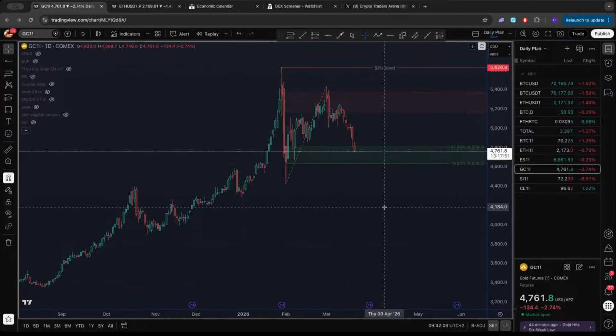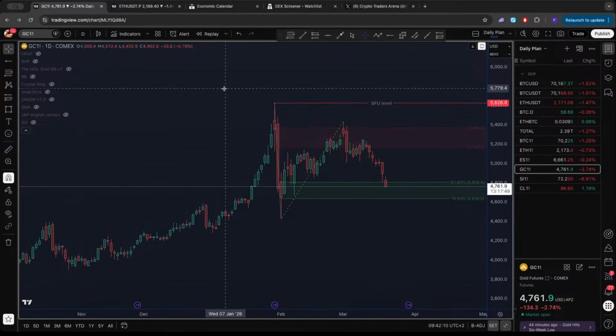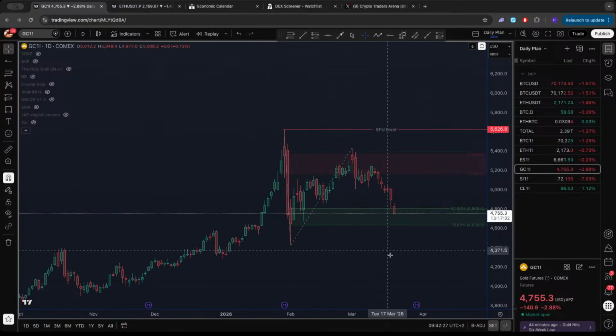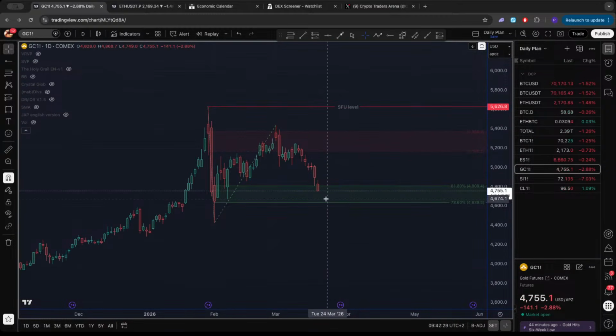Gold is not looking better. Look at it. This was a bull trap, for people who want to know what this was. We had an AB equals CD. We tested 78.6. It was a short level, yes. Some people shorted here, yes. Now we are in the long reload zone, dumping like crazy.